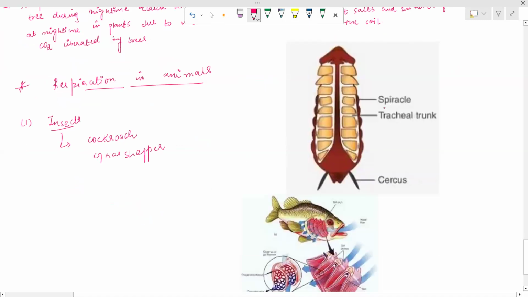They all have a common structure which is known as the spiracles. If you observe this diagram, these side structures are the spiracles, and they have spaces in between them. Yes or no? Yes, ma'am. So these are for the diffusion of air. The respiratory system in these structures is termed the tracheal system in the case of insects.